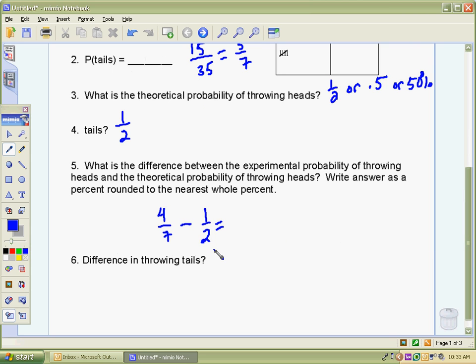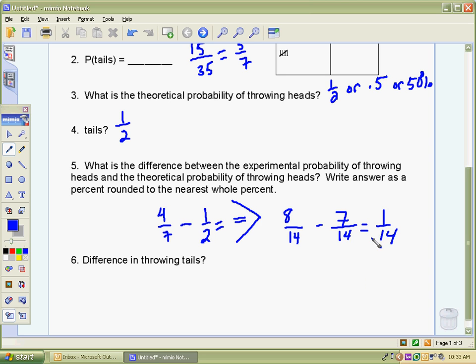And before you can subtract fractions, I hope you remember that you must have a common denominator before you can subtract. Between 7 and 2, our common denominator is going to be 14. 7 goes into 14 2 times. 2 times 4 is 8. 2 goes into 14 7 times. 7 times 1 is 7, which leaves you with 1 over 14 as the difference.